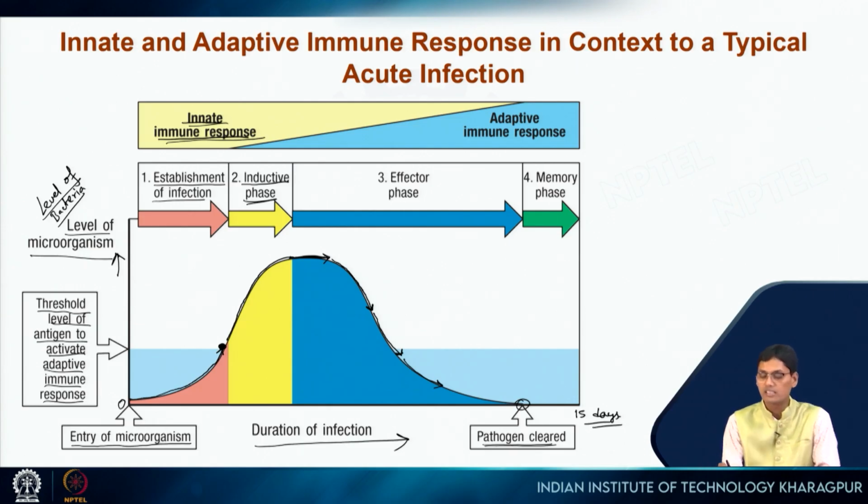After that, this is the memory phase. That means some memory cells, some immune cells with immunological memory, will be retained in our system, so that if we get infected with the same pathogen again in future, it can be properly tackled by these memory cells. So this is how the innate and adaptive immune systems work together in response to an infection.